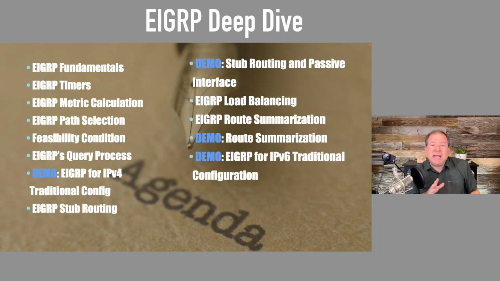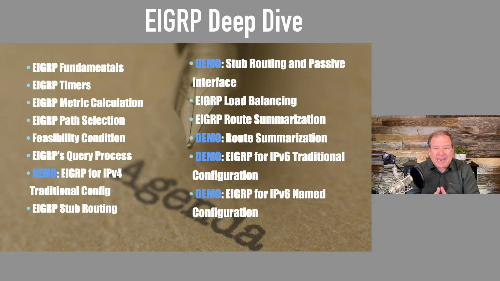Then we'll talk about how EIGRP for IP version 6 is going to be configured. We'll do a traditional configuration. That's where we set up EIGRP for IP version 4, and then separately, or in addition to that, we set up EIGRP for IP version 6. But then we take a look at a new, better way of doing it. It's called named EIGRP, where we create one hierarchical structure, and underneath that structure, we configure everything. We configure all of the IPv4, all the IPv6, all of the different parameters.